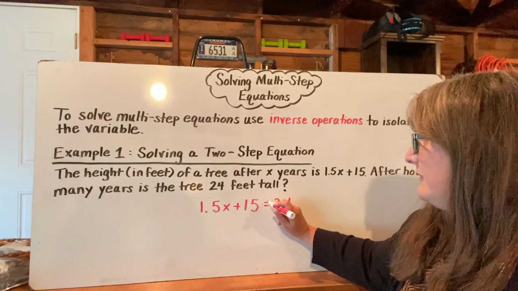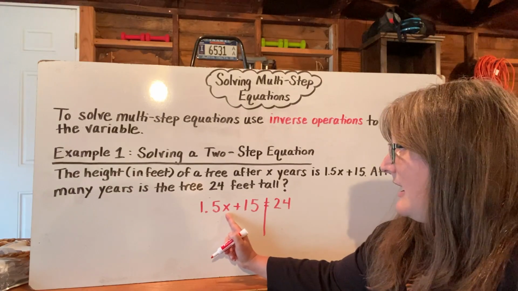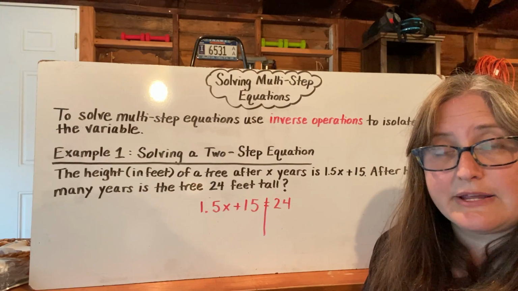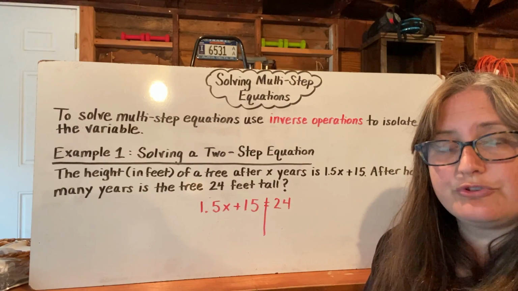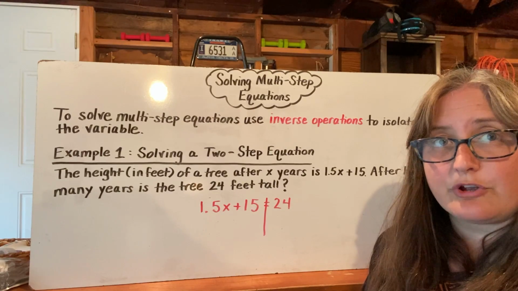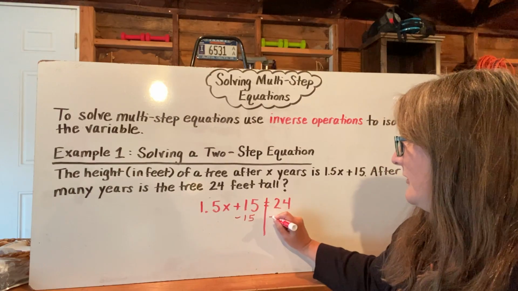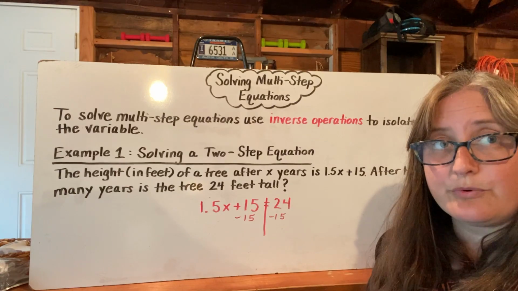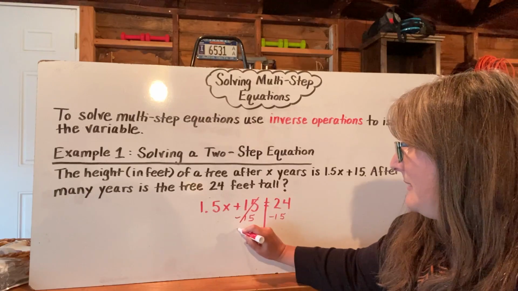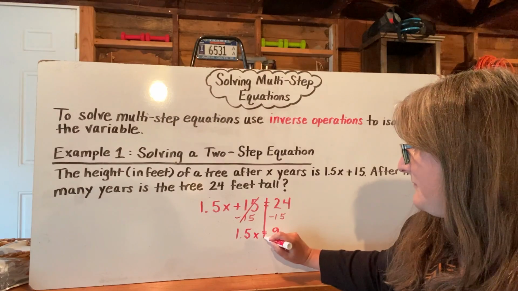Okay? So in order to solve this, I want to isolate my variable. I want to get x by itself. And I have some multiplication and some addition. Since I'm working in reverse, I want to get rid of the addition first. Usually, subtraction and addition are the last steps in order of operations. When working backwards, they're going to be the first thing we get rid of. So I'm subtracting 15 here to get rid of the plus 15. And the cardinal rule of solving equations, I need to do it to both sides in order to keep the equation balanced. And I end up with 1.5x equals 9.